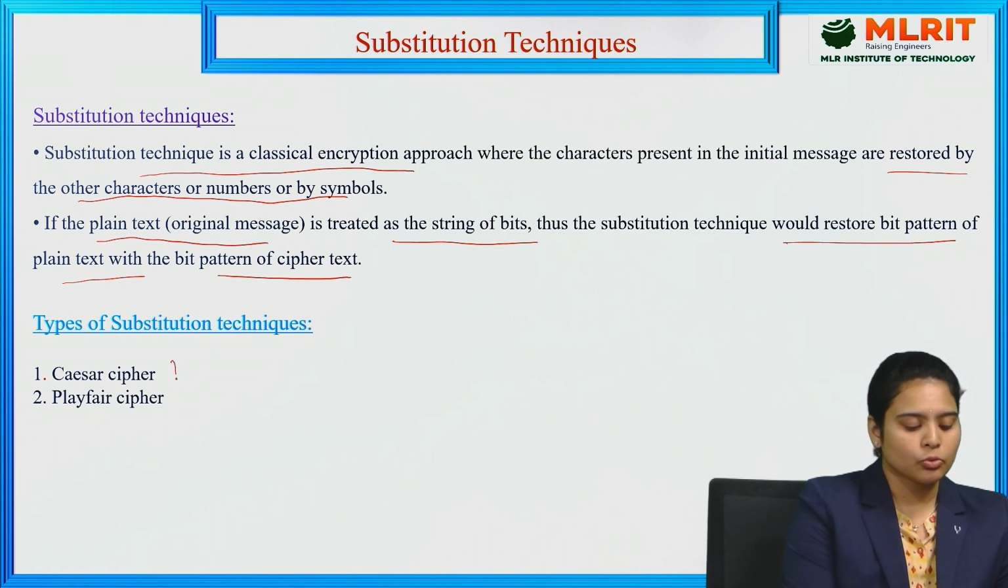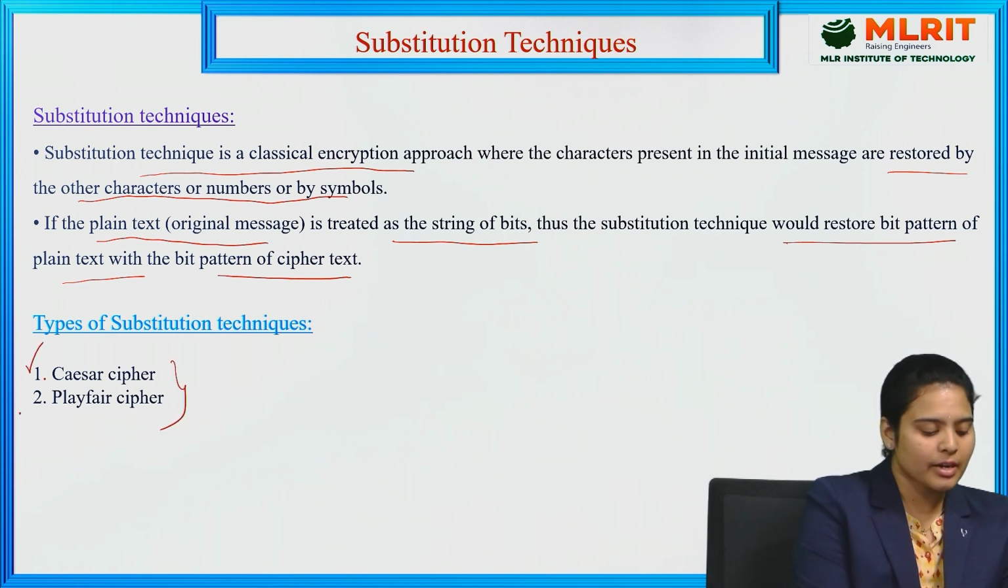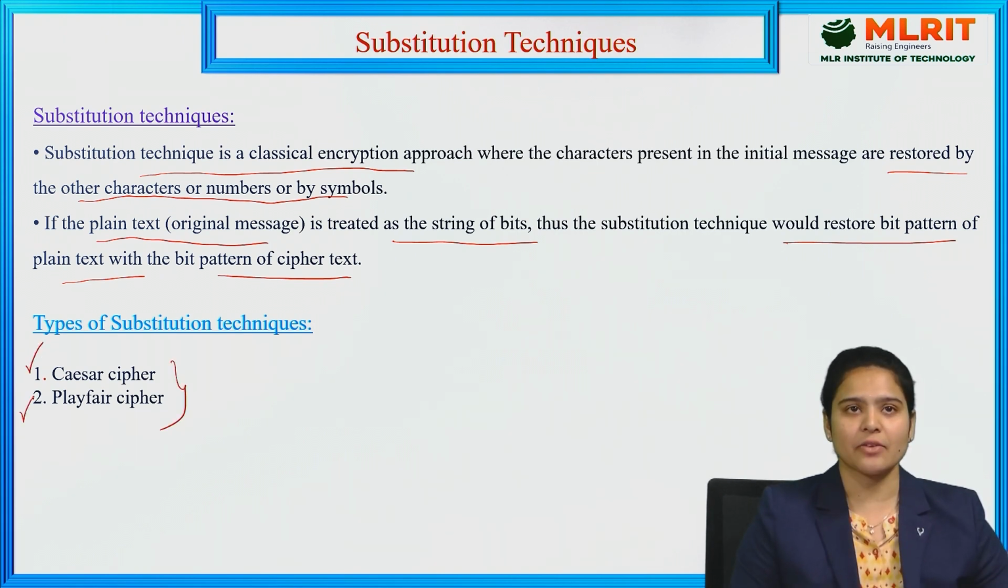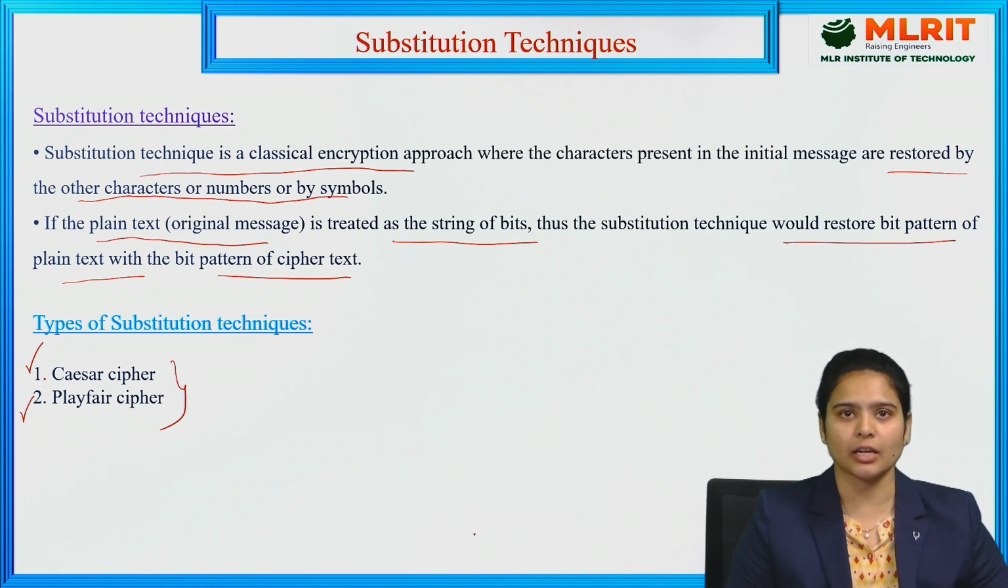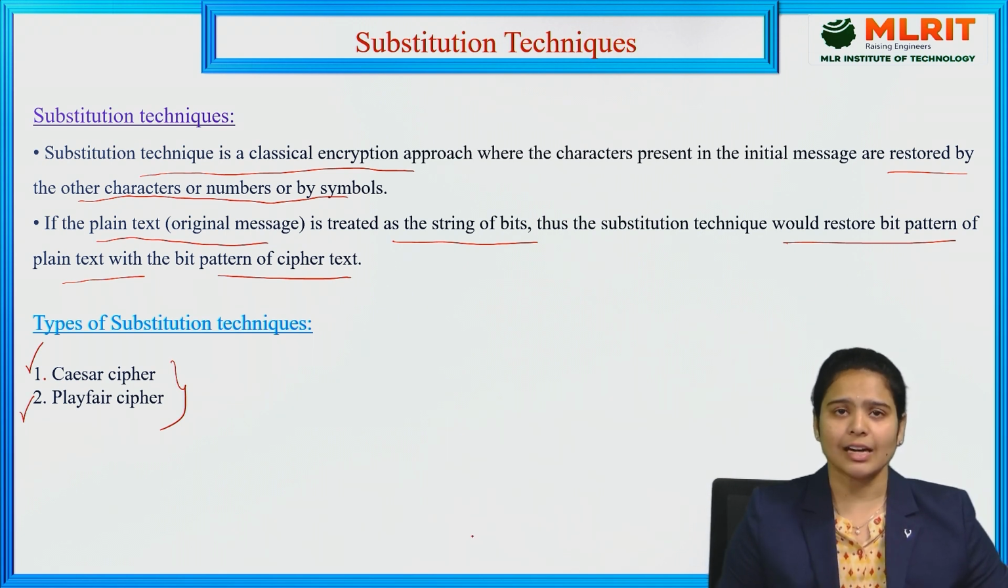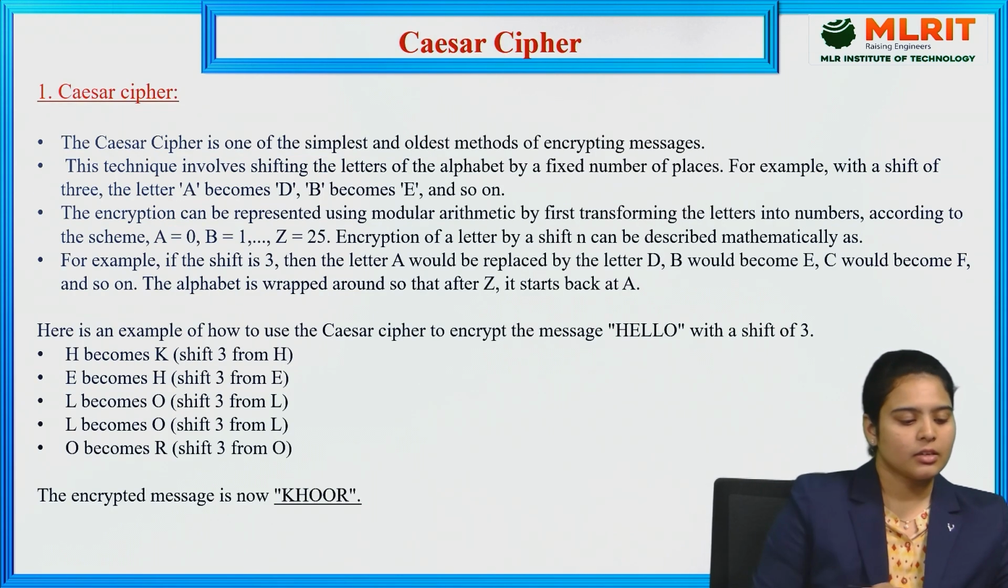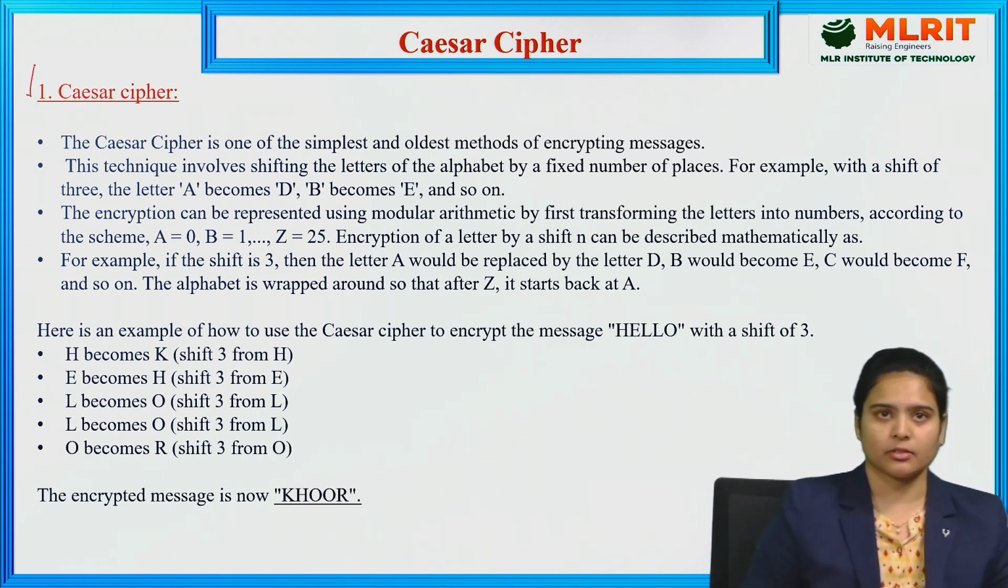The two types of substitution techniques we already saw in the first slide: one is Caesar cipher and the second one is Playfair cipher. Both are encryption techniques in the classical process of substitution techniques, which take the plain text and output the ciphertext. We are taking one example of plain text and how it gives the output of ciphertext. First one is Caesar cipher.